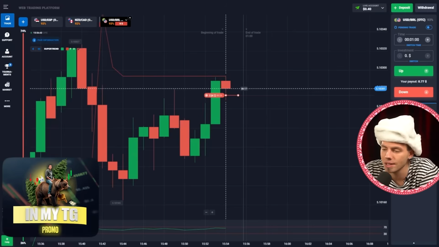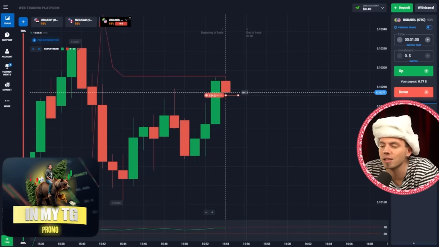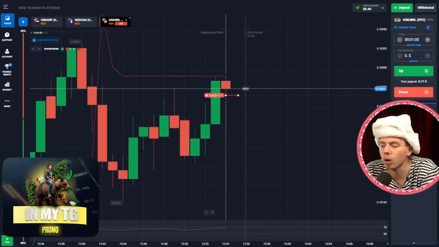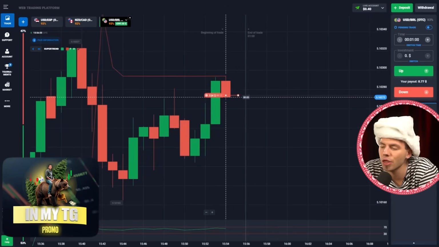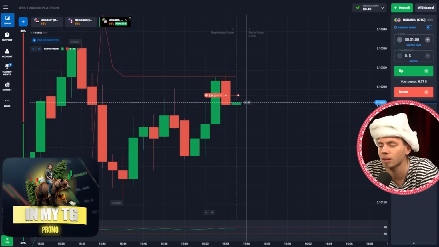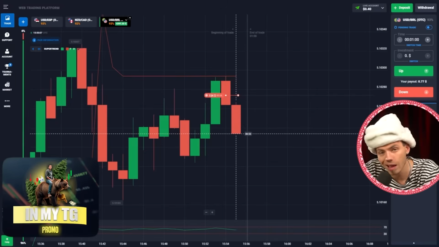Although the price is oscillating right now, it will not break out this level because it's a very strong level of resistance over here. We will go down right now, so there is no chance that the price will go up at the moment. So yes, we are already slowly going down below the level where we opened our trade, and all we need to do is wait a little bit.